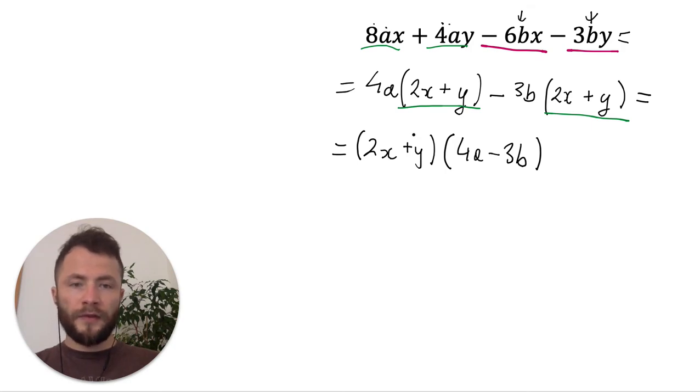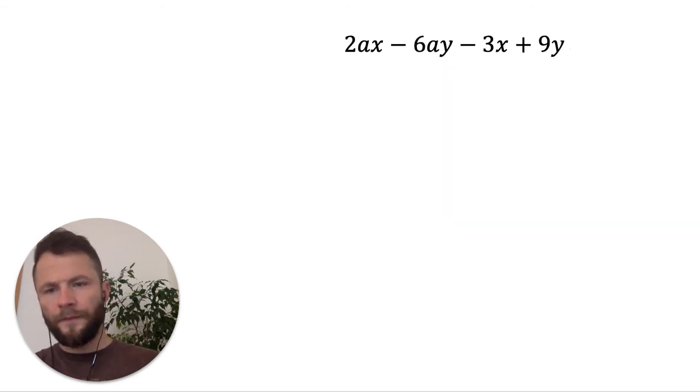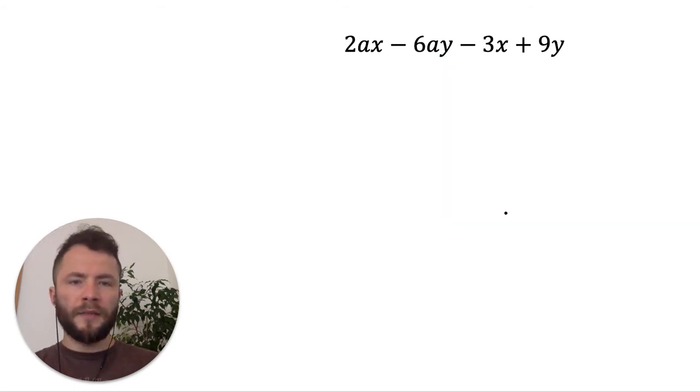So to factorize by grouping terms, we need to identify groups of terms with a common factor, and then we need to take out common factors out of each group, and then we need to see how we can rewrite the resulting expression as a product of some factors. So let's look at another example here. I have 2ax minus 6ay minus 3x plus 9y.